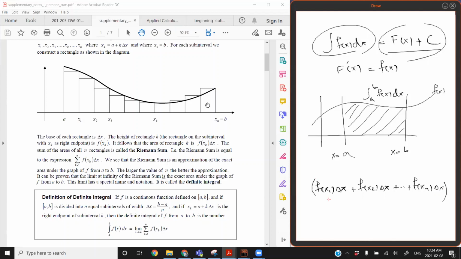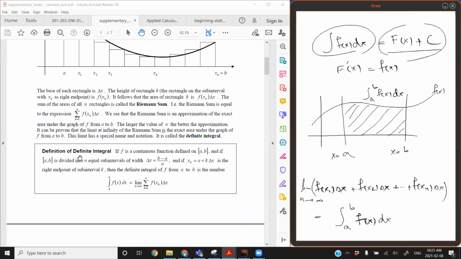However, if n increases to infinity, if I take the limit of this as n approaches infinity, then I get the area, which I denote using this notation: the definite integral from a to b of f of x dx. And hence you have this definition here.